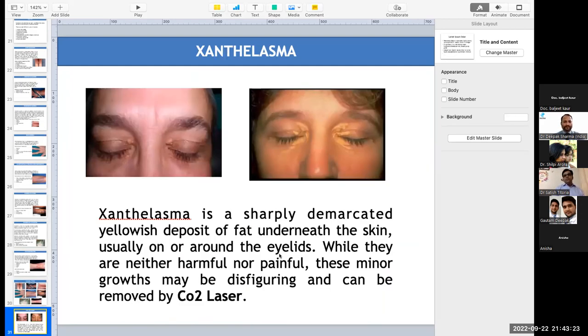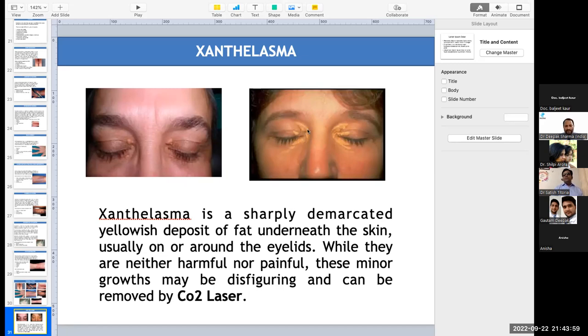Xanthelasma is the next common problem. Xanthelasma is a sharply demarcated yellowish deposit of fat underneath the skin, usually on or around the eyelid. While they are neither harmful nor painful, these minor growths may be disfiguring and can be removed by CO2 laser. But not only CO2 laser, sometimes we apply some chemical also, like trichloroacetic acid. We just apply it, it forms a crust and sheds off. Within 2-3 sessions, it usually goes.